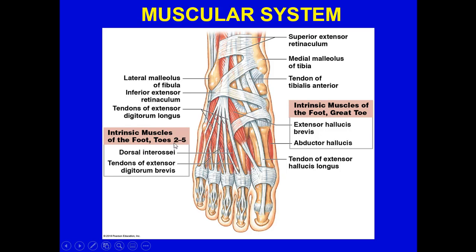Now let's go through toes 2 through 5, okay? The dorsal interossei, here, so it's between the bones, and the tendons of the extensor digitorum brevis here, here, here. Okay? All righty? Okay.